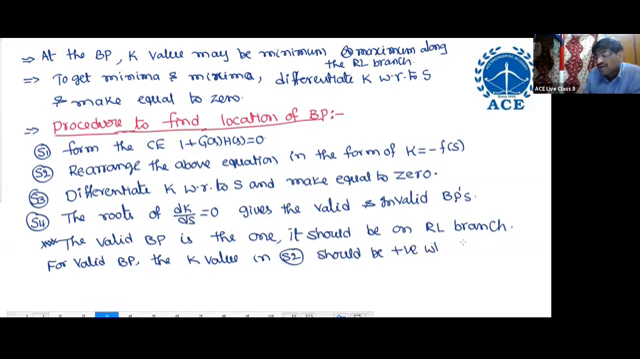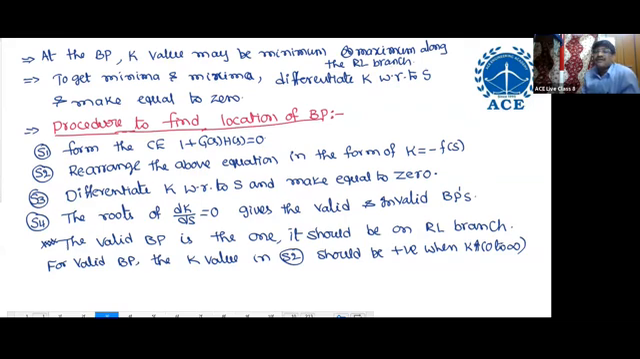When k is 0 to infinity, in case the range of k is 0 to infinity, the valid breakpoint, if substituted in step 2, k should be positive. In case k is minus infinity to 0, then for a valid breakpoint, k should be negative. But that is not required.